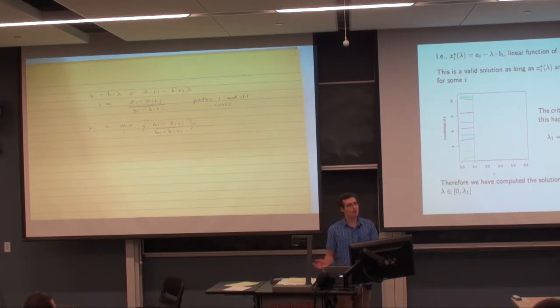But if that was all we had for a path algorithm, it wouldn't be very useful, right? Because we can solve it for all lambda in some region, but that region could be very small. So the point is we have to repeat this argument, and that's the idea behind the path algorithm.